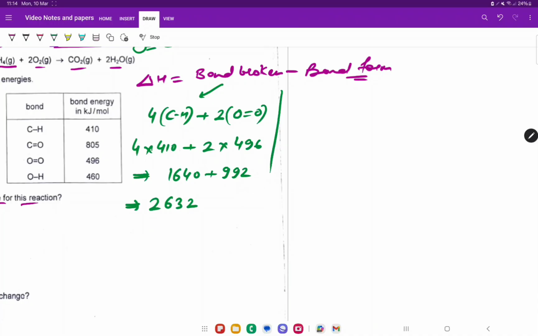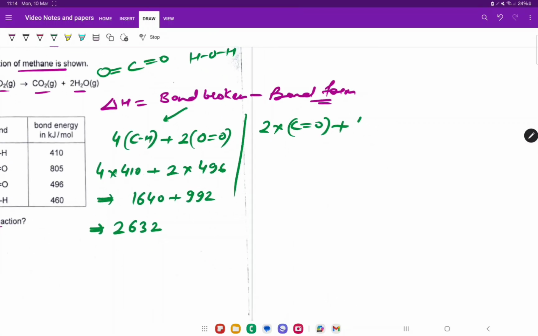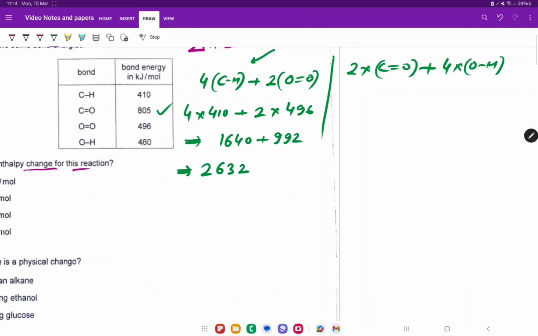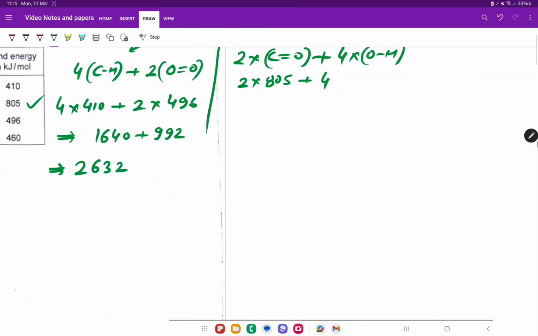Therefore, bond formation will be 2 into C double bond O, plus 1 water contains 2 O-H bonds, so 2 water will contain 4 into O-H bonds. For the C double bond O bond, the bond energy is 805, so it will be 2 into 805, plus 4 into the O-H bond energy, which is 460, 4 into 460.